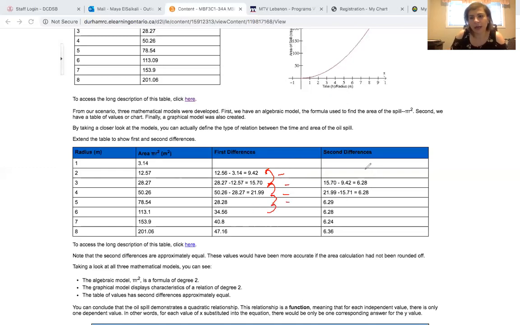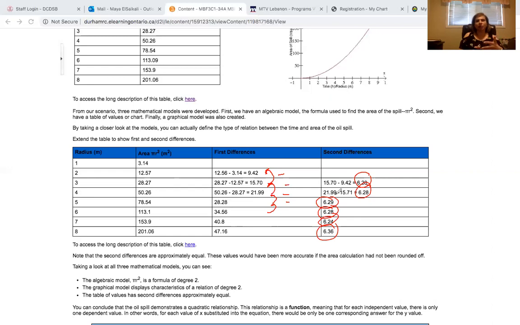Now, what you're looking at right now, we call this a second difference. And if you're looking at the second difference, it's 6.28, 6.28, 6.29, 6.24, 6.36. They're kind of constant. They're kind of the same. And this is what we're looking for. If the second difference is constant or almost constant, remember that in this case, the reason why they're not constant is because we are rounding, right?